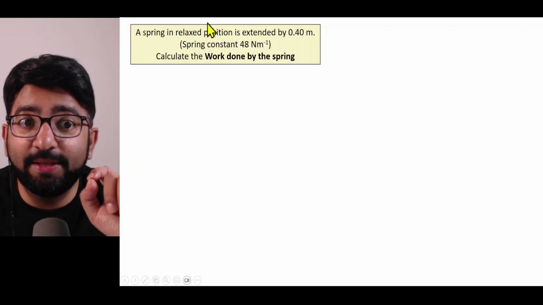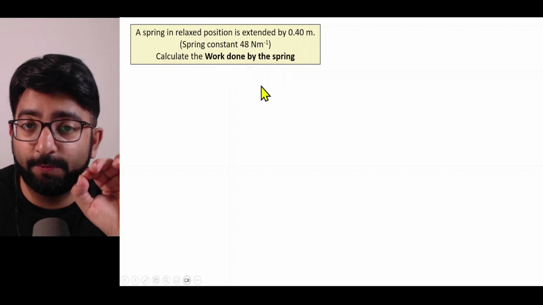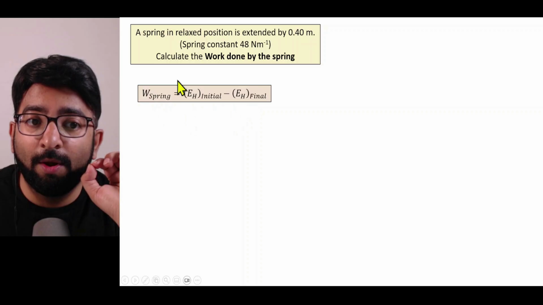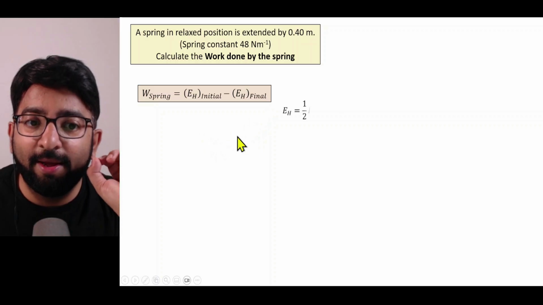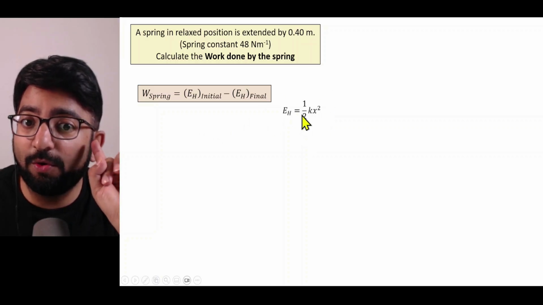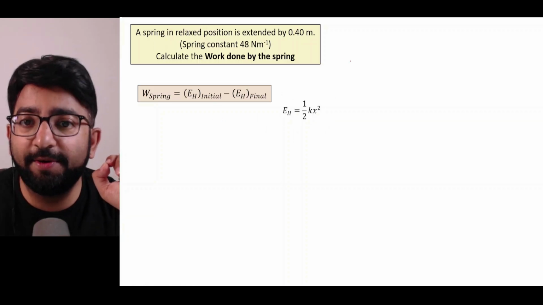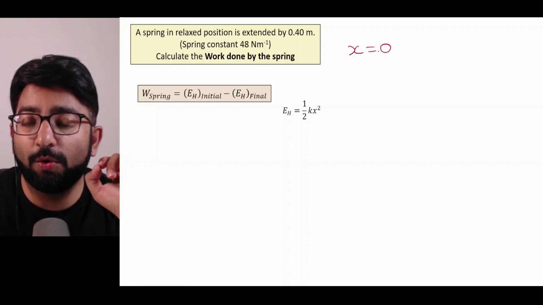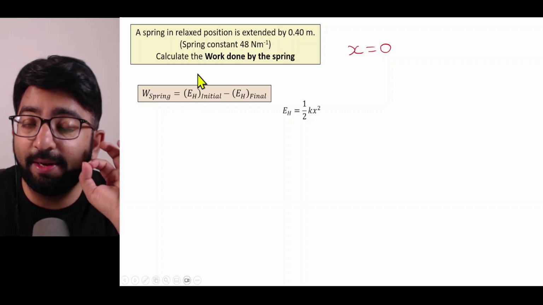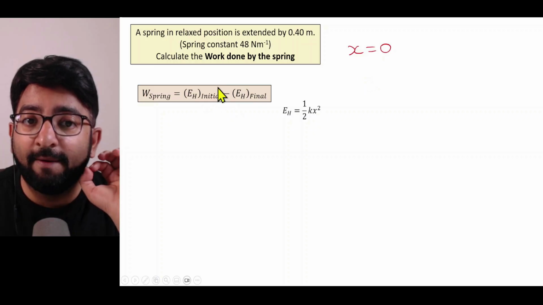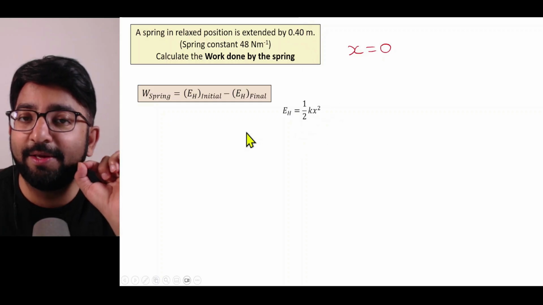So here we have a spring in the relaxed position extended by 0.4 meters. We have to figure out the work done by the spring. So we will start with the formula itself. Work done by the spring will be initial minus final, like we discussed earlier. And the formula for elastic potential energy we know is half kx square. Now, initially, the spring was in the relaxed position, which means we can write the value of x is equal to 0. So the spring is neither compressed nor stretched. So we can say that the initial elastic potential energy will be 0. Finally, the spring has been extended by 0.4 meters. So we can use the value of x as 0.4 meters.